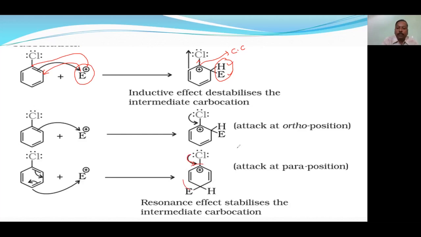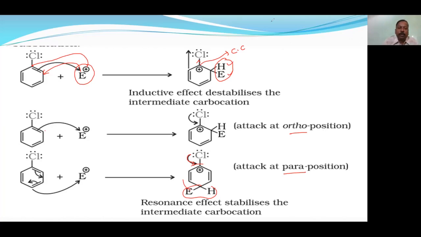So the electrons are more available at the ortho position, and electrons are more available at the para position. When electrons are donated by the chlorine, they are more available at the ortho and para positions. That's why the electrophile will come for electrons only. So electrons are available at what positions? Ortho and para positions.